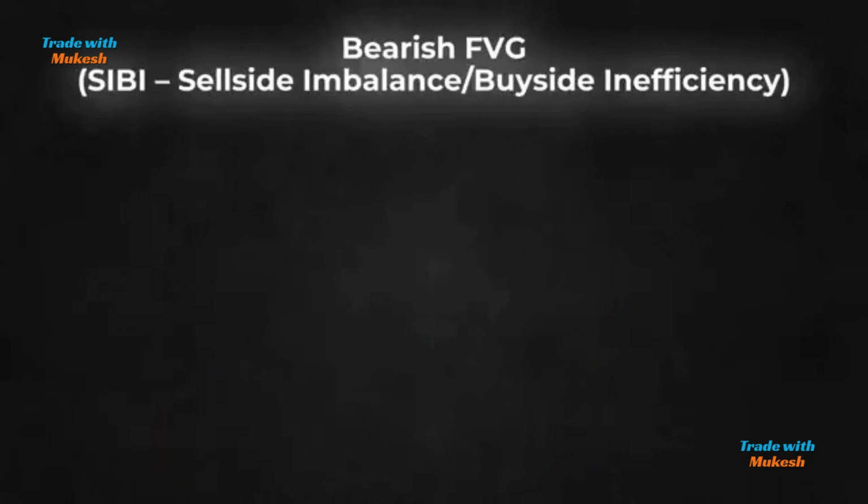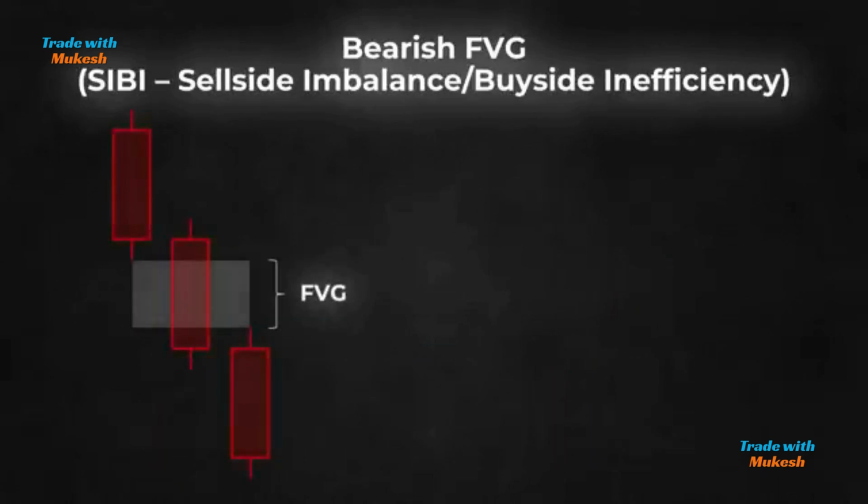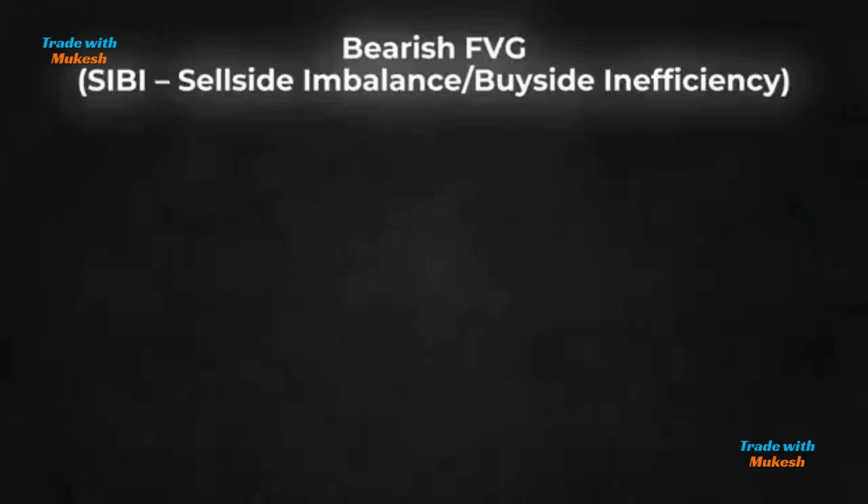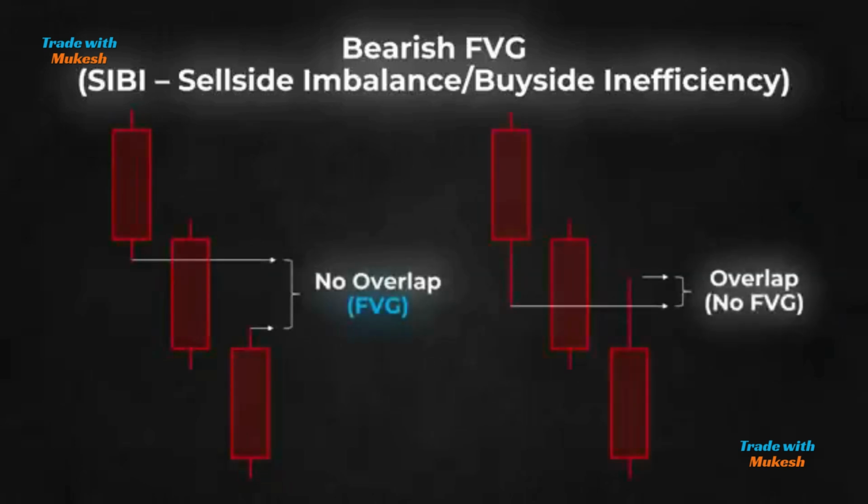The bearish fair value gap is a pattern where the lower shadow of the first candle doesn't overlap with the upper shadow of the third candle, creating a gap between the two. Let's make a quick comparison between 3-candle patterns where we can find a fair value gap and one where we cannot. On the left, we can see that there is no overlap between the lower shadow of the first candle and the upper shadow of the third candle, therefore creating a fair value gap.